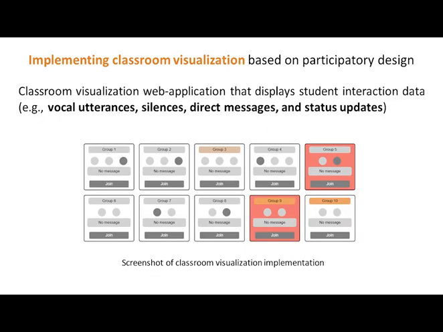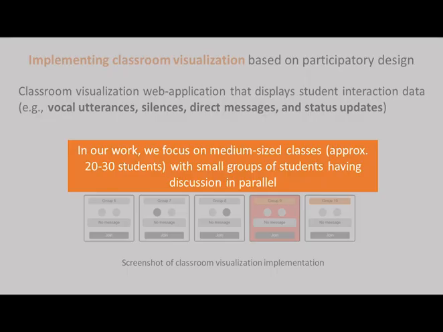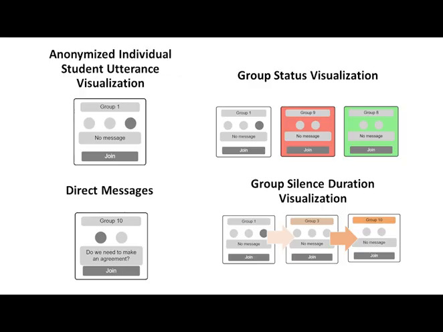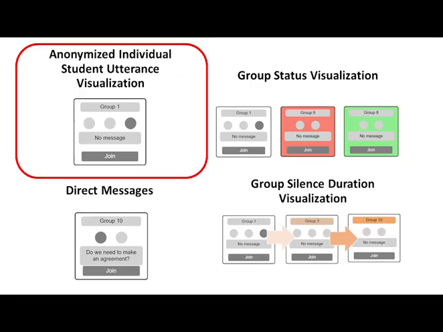Based on these design guidelines, we implemented Groupnamics, a system that visualizes recent vocal activity and discussion statuses of each group in a one-page view, facilitating instructors to identify groups where intervention may be needed. In our work, we focus on medium-sized classes of approximately 20 to 30 students, with small groups of students having discussion in parallel. Here, we have a short demonstration of the 4 key features.